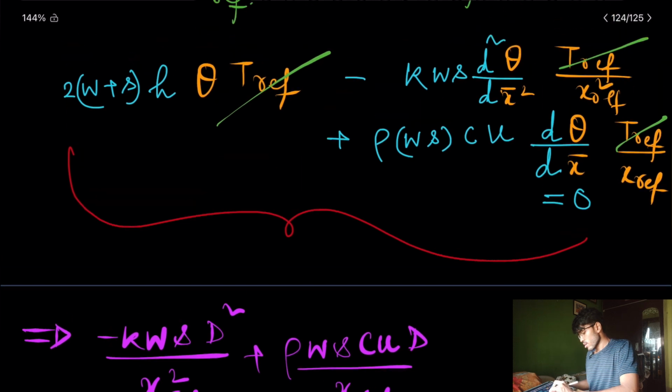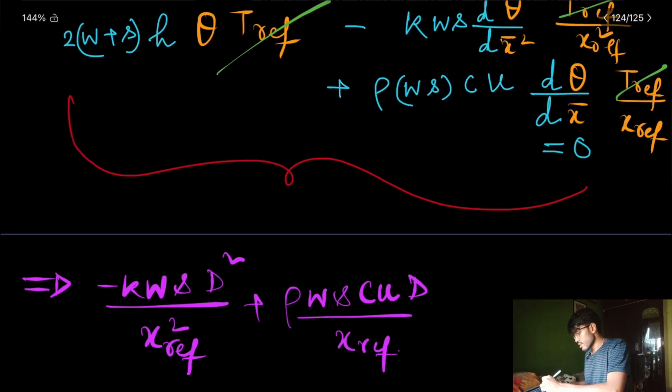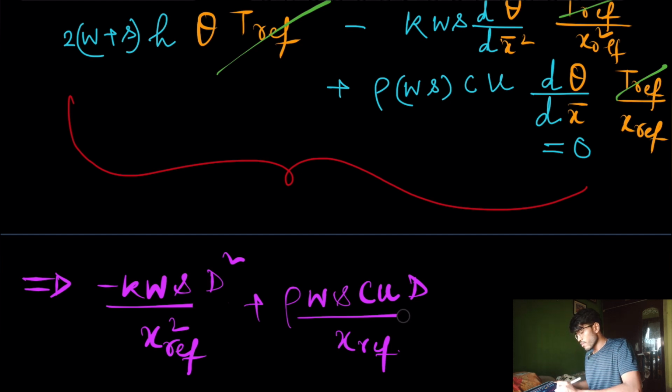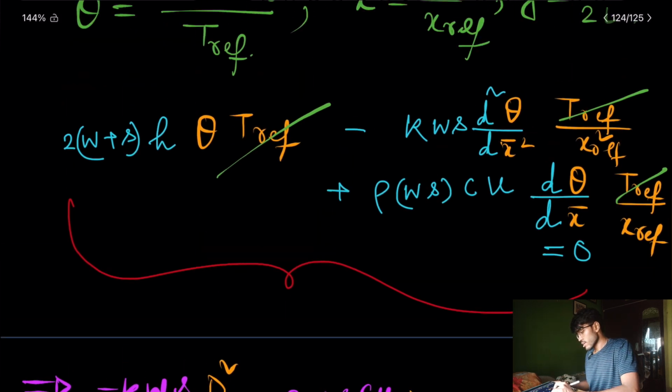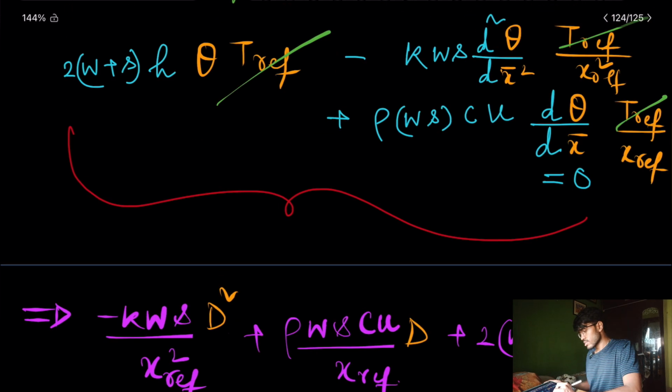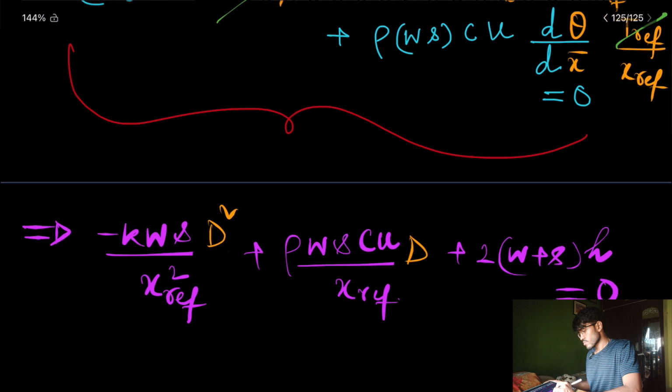Okay, or I should write it like precision, and d I will write separately because d is the variable here in the auxiliary. So d square plus 2w plus s into h is equal to 0. So this is the auxiliary equation here.